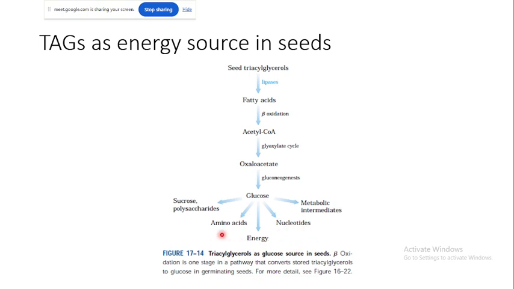Right? So that's why triacylglycerols can serve as an energy source in the seeds, right? And it can also serve as a glucose source in the seed, right? So that's how seeds can make carbohydrate glucose from fat, from lipid, right? By taking the help of glyoxylate cycle.